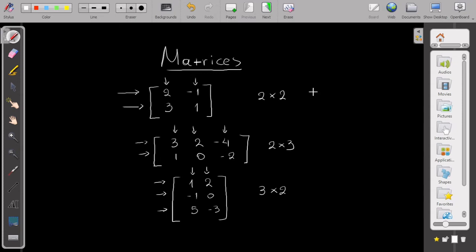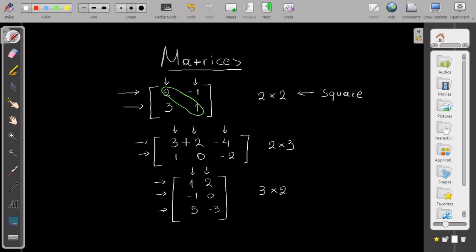Now be careful. Matrices that have the same number of rows as columns are called square matrices. Now, also, which other important elements do we have? This diagonal is called the diagonal of the matrix, the diagonal elements. That's the most basic properties of the matrices.